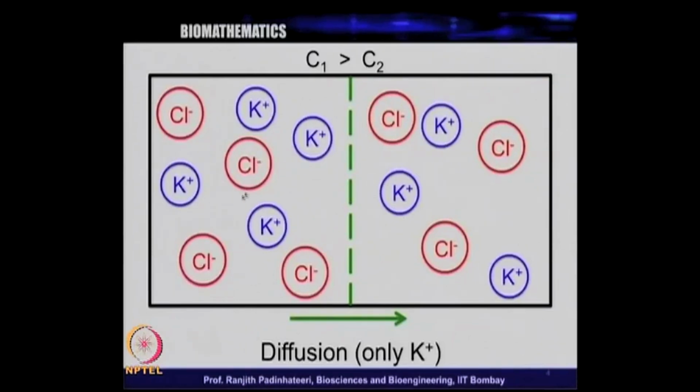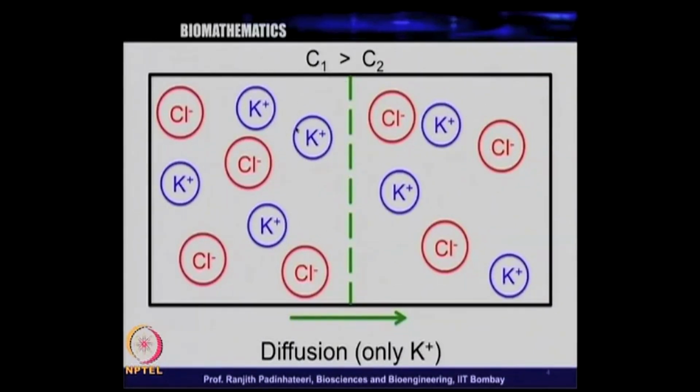The concentration of KCl here is C1 and the concentration of KCl here is C2. As you see in this picture, C1 is greater than C2. That is, the concentration, or the number of ions in a given volume, is more here and less here. The volume is equal on both sides.